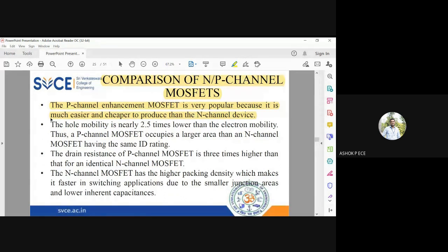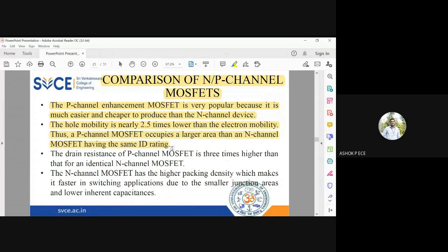But you see what is the drawback? The hole mobility is nearly 2.5 times lower than the mobility of electrons. So when you find the ratio between mobility of electron and hole, holes are very, very large particles. They are slower compared to electrons. So the rate at which the holes move is 2.5 times smaller than the rate at which electrons are going to move. So definitely when you consider this drawback, you will go for N-channel MOSFET because majority carriers are going to be electrons. And also P-channel MOSFET will occupy a larger area than N-channel MOSFET.